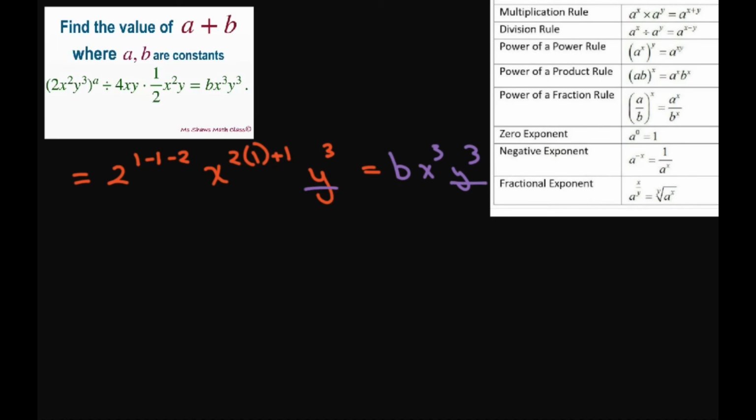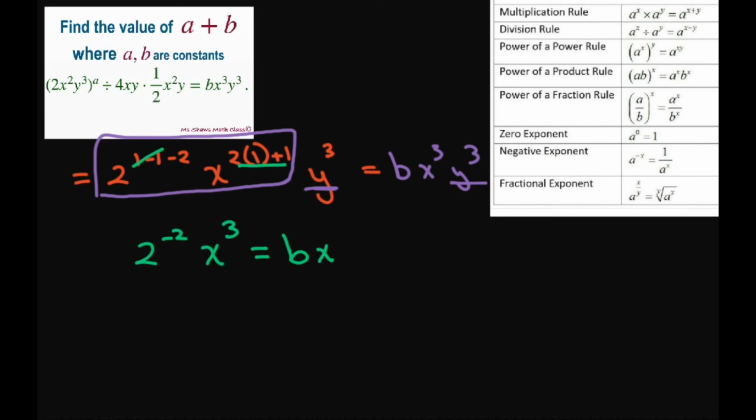So we have this matched up. So I'm going to match this up with my b x cubed. This is going to equal, the ones cancel, so you have 2 to the power of negative 2, times x cubed, equals b x cubed. Therefore, 2 to the power of negative 2 is 1/4. Therefore, my b equals 1/4.